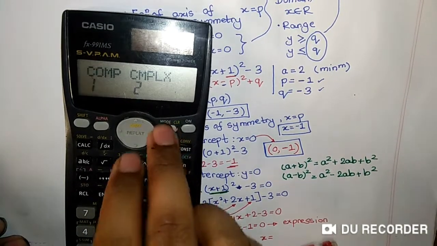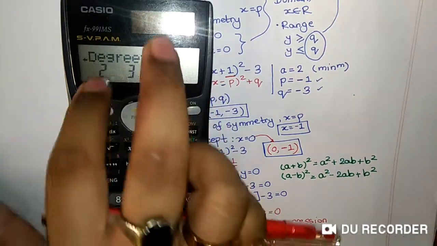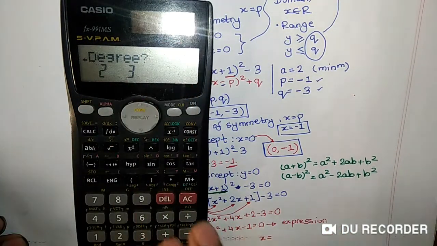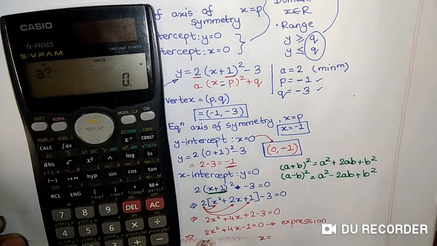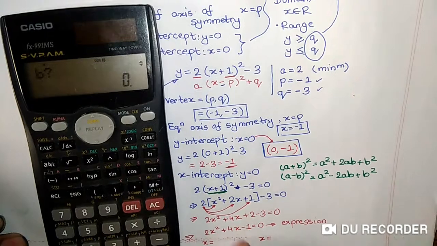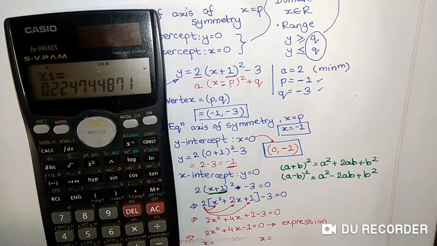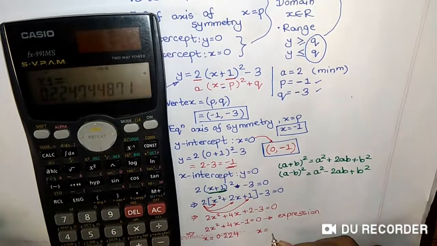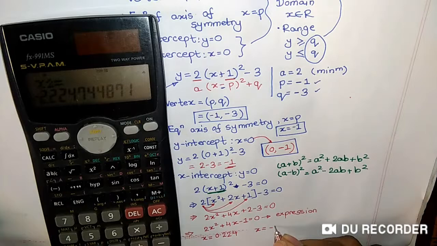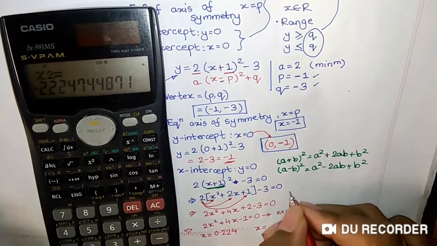You go to mode, you get equation over here, press 1. It's a 2-degree equation, so you're gonna press 2 over here. A is the first number, which is 2, B is gonna be 4, and C is gonna be -1. So this is my first number, which is the x-intercept, and the second one would be -2.22.